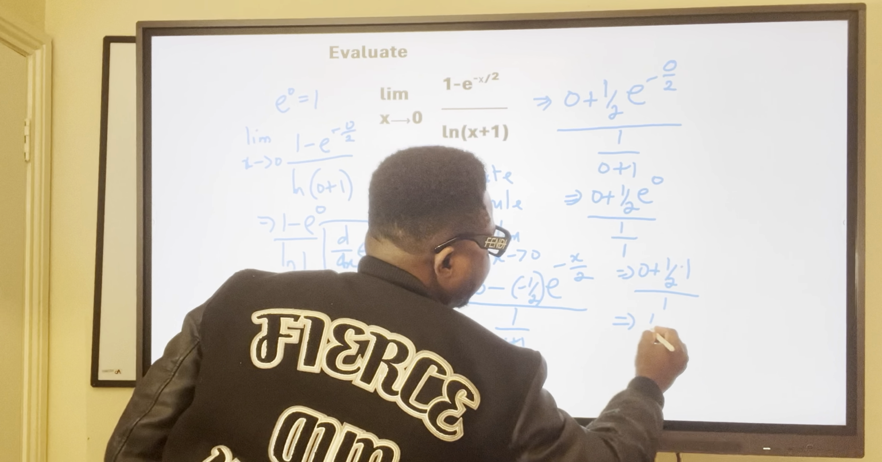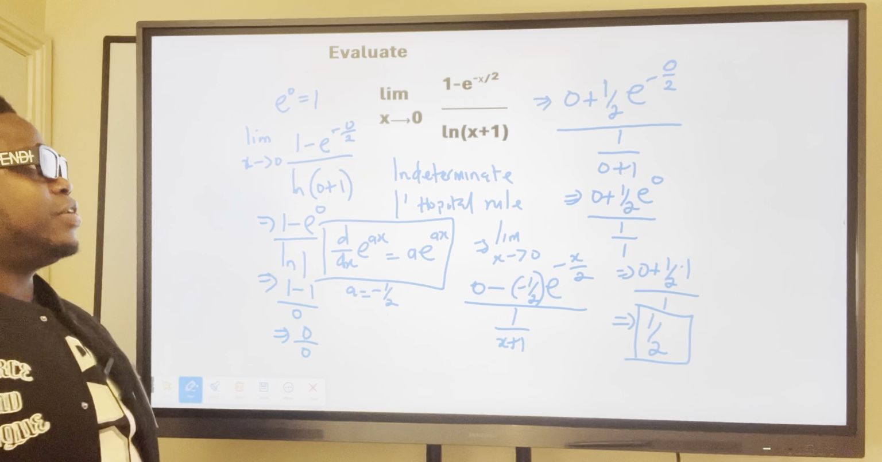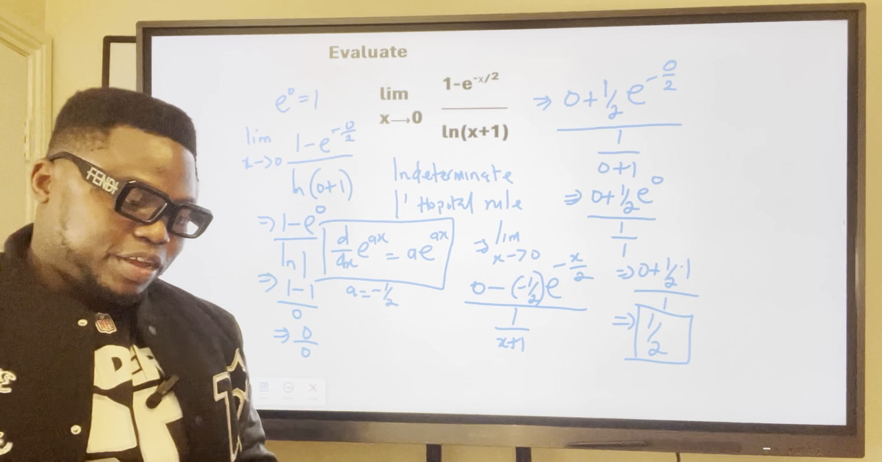So the final answer is 1 over 2, or 0.5. So this is how to evaluate this kind of limit of a function.